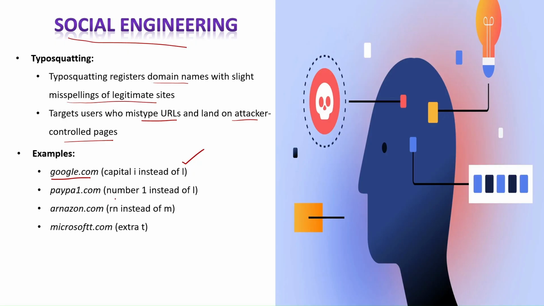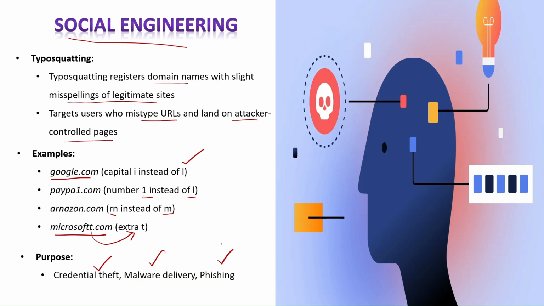Similarly, PayPal. So here we have the 1 instead of L. Amazon, so it is similar to Amazon. Registering the domain with RN, that is similar to M. And Microsoft, so register a domain which has an extra T to typo squat the original Microsoft domain. So the purpose is credential theft, malware delivery, and phishing.